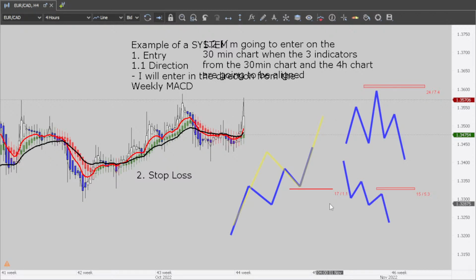Shola is asking, can we trade without using an indicator? Yes, you can. Absolutely. Yes, you can.